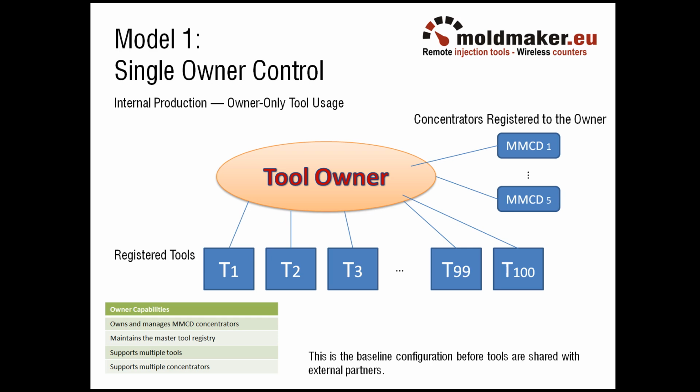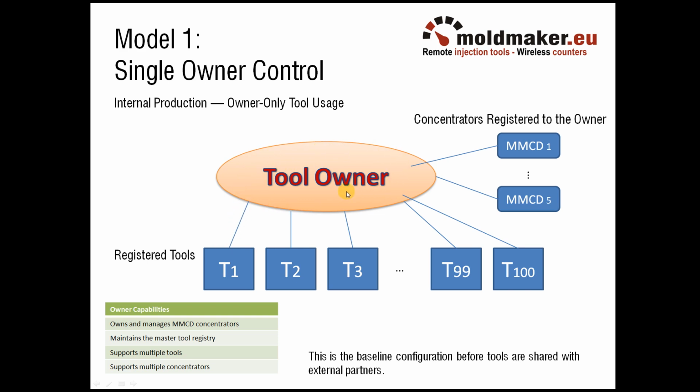Model 1. Single Owner Control. On this slide, we see the first and simplest model. The mold operates only in the owner's plant. The owner both owns the tool and performs the production. In this case, tools are not shared with other organizations.